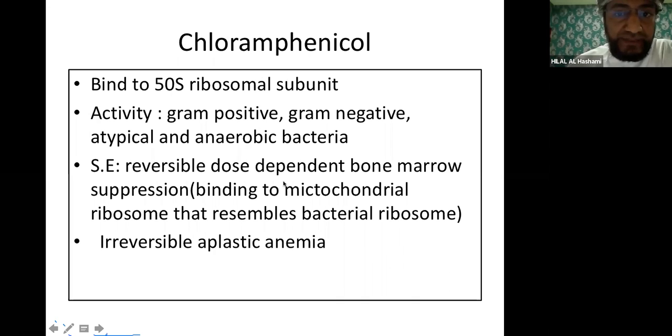Chloramphenicol, the least used in pediatric practice, binds to the 50S ribosomal subunit. It has anti-gram positive, anti-gram negative, atypical, and anaerobic activity. We don't use it much because of the irreversible aplastic anemia associated with its use. It can also cause irreversible dose-dependent bone marrow suppression.